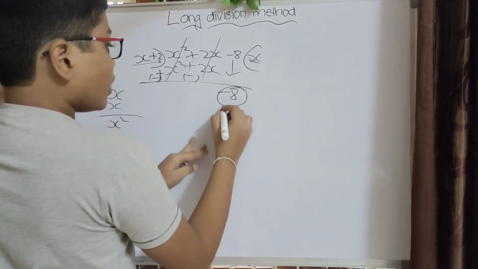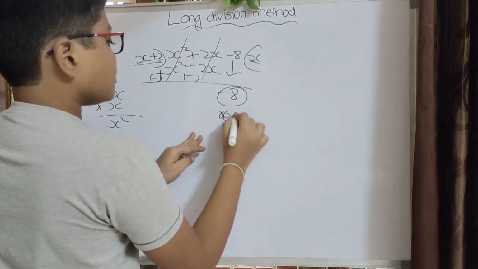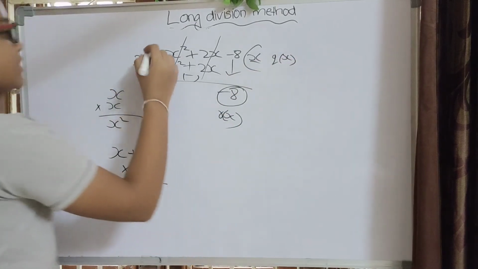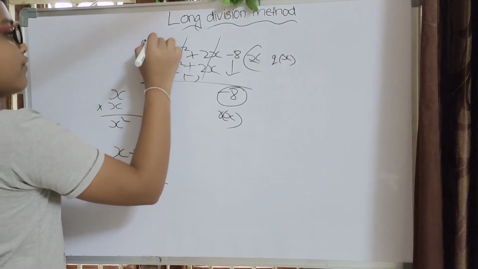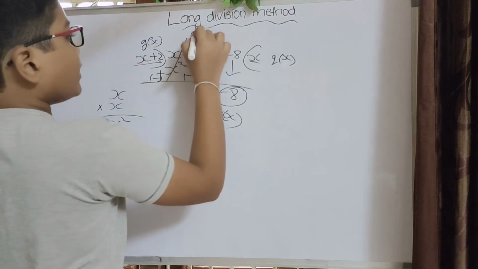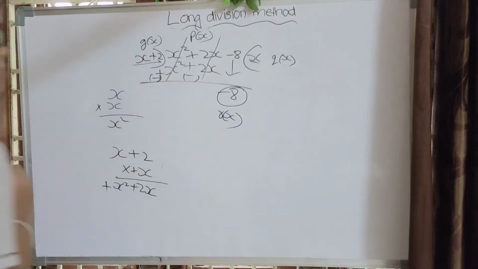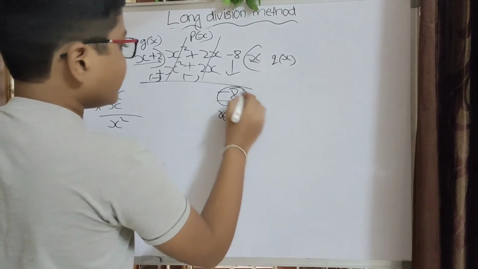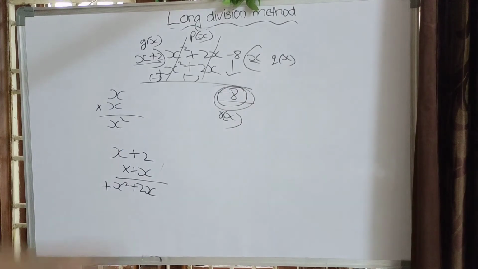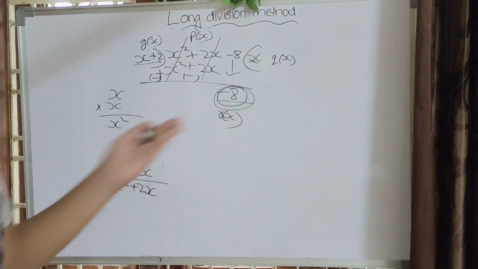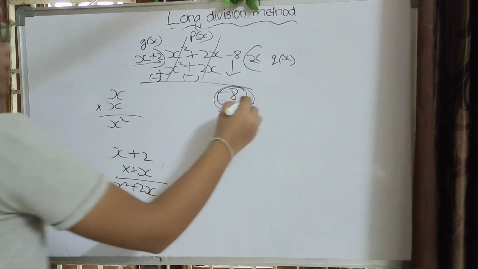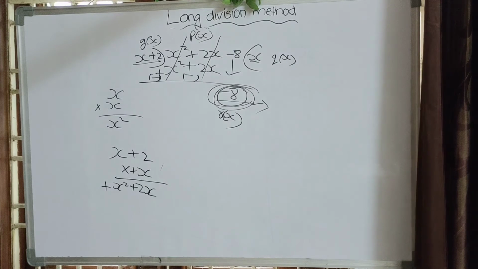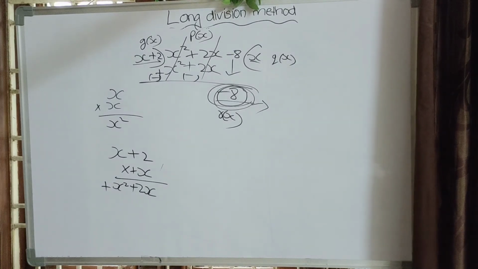Now minus 8 is left, let minus 8 come down, and this is the remainder. Minus 8 is r of x, this is q of x, this is g of x, and this is p of x. Here only minus 8 is left, there is no polynomial. This is an integer, this is the remainder. Now we can't do anything more. This is the simplified answer. Like this we have to solve by the long division method.